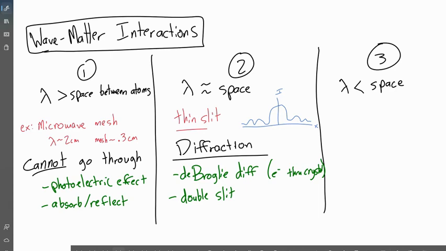The third option is when the wavelength is much smaller than the space that it has to go through. What happens here is they just pass through. So it just passes through, and that's it. This would be like an X-ray.